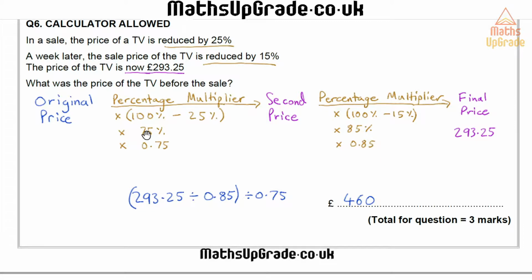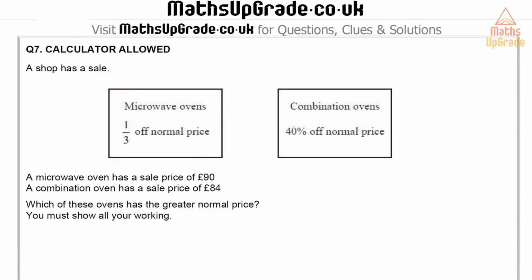So I need to do 2 steps here in my calculations. I need to do £293.25 divided by 0.85. Then when I've done that, I need to divide that answer by 0.75 to give my final value of £460. Again, I can apply 75% and then 85% to see if I get back to £293.25, and I do. So that question there was worth 3 marks.